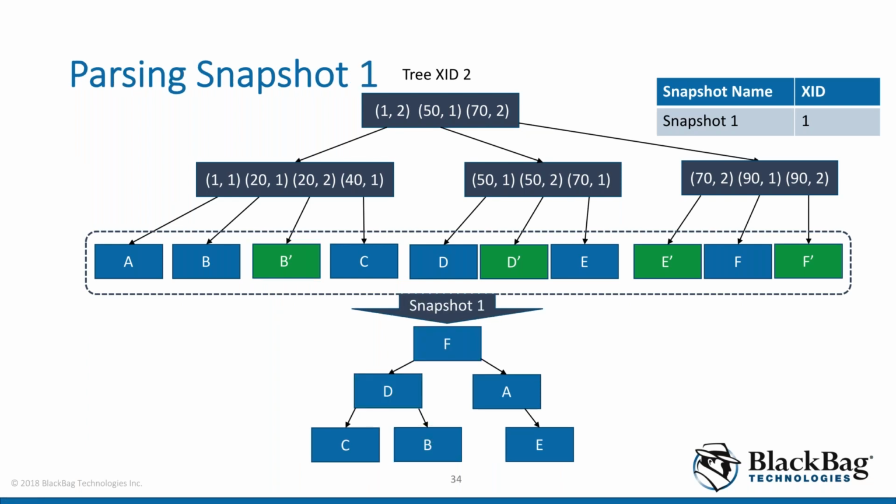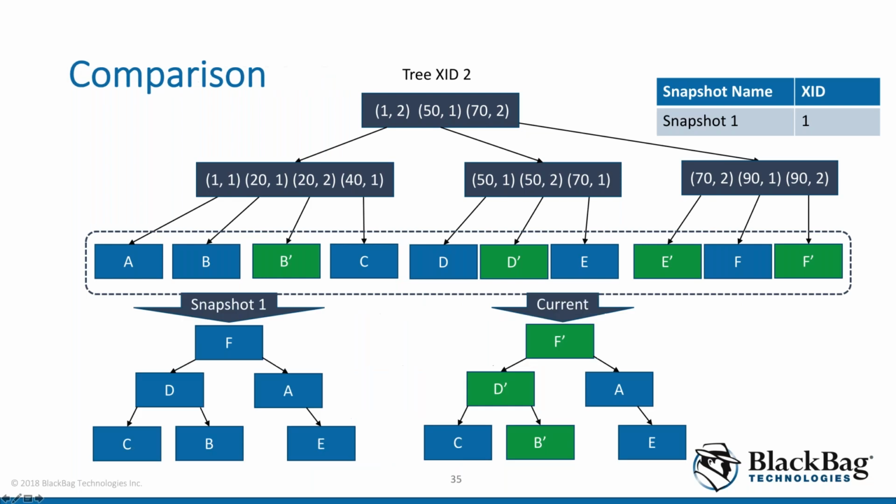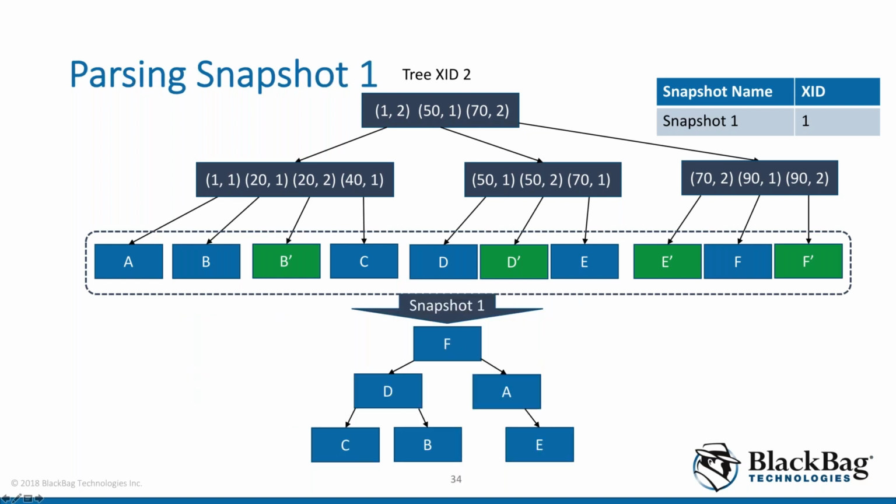Similarly, if we want to return the snapshot for snapshot 1, we basically parse through these same interior nodes, but we ignore any node that has a version ID that is greater than XID 1. So rather than here, when we're going down 20, rather than going to the most recent one, we're going to ignore that because 2 is greater than 1. So we're going to follow this guy, and we're going to get our original node.